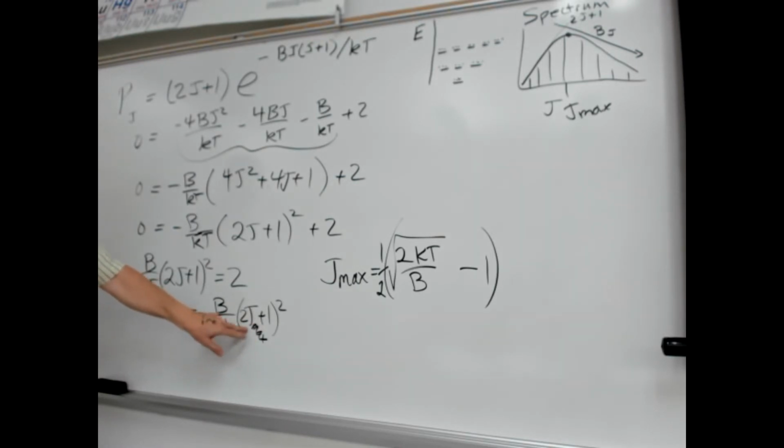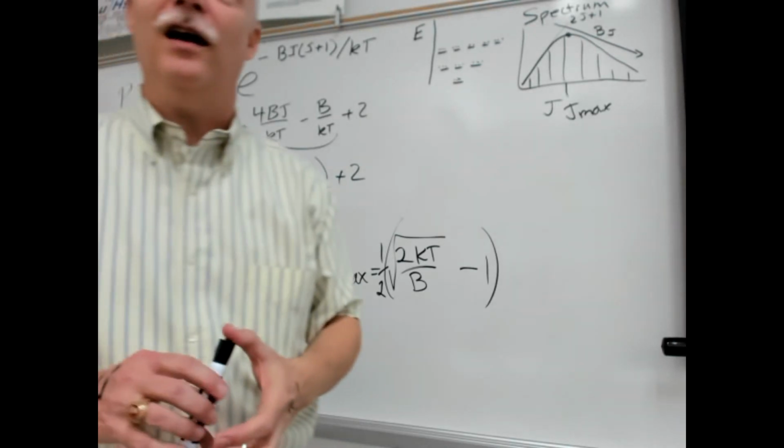2 times 2 is 4, plus 1 is 5, squared 25, times 10.59, divided by 2, divided by 0.695 wave numbers per Kelvin. Don't use the 1.38 because that's in joules. Then that gives us a temperature. And the temperature that we get for HCl, what did you get? 190.5. One more time? 190.5, okay?